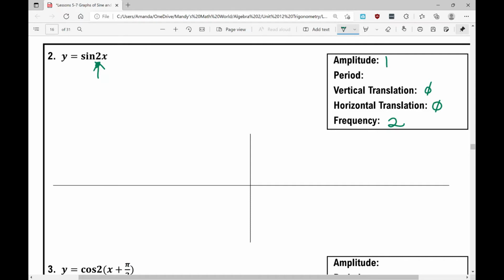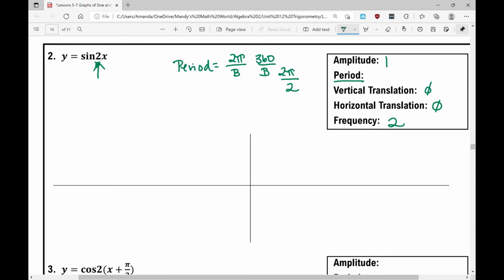Okay, well, what's the period for this particular function? The period can be found by 2 pi divided by that number right there, that b value. So 2 pi divided by b, or 360 divided by b, that's the period. And this is on your notes on the other page. So it's 2 pi divided by b, or 360 divided by b.